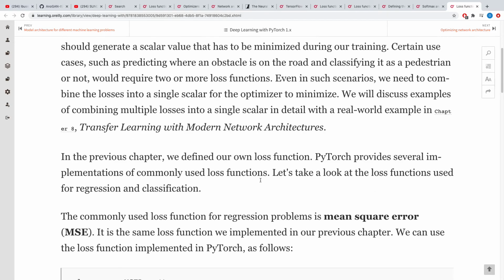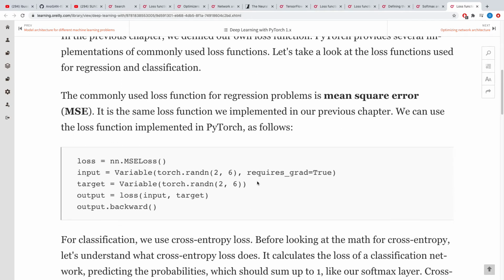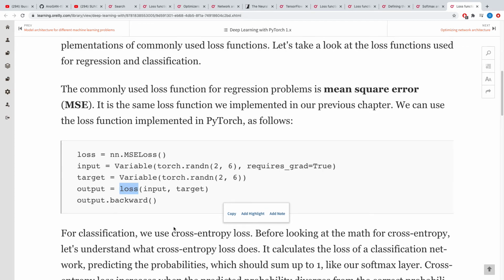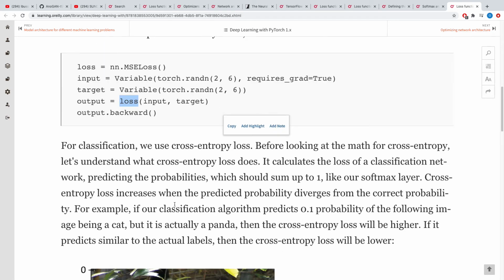Let's see again for the last one. It's a loss function, and this is how the mean square error is defined in PyTorch. You have a class called MSELoss. If you check into PyTorch, you will see this class, and you can use the loss function. It's a function between your inputs and your target. And you can do backward propagation, backprop.